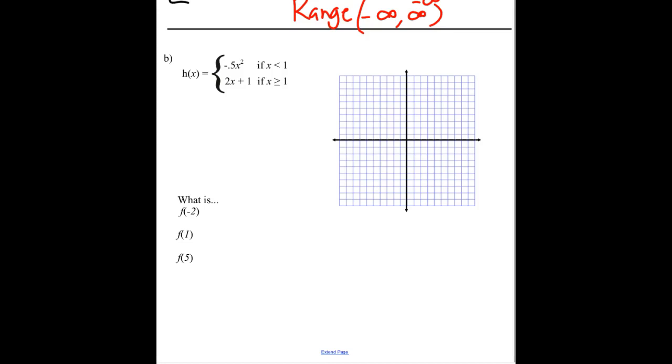Okay. Where does the break happen? At 1. So let's go ahead and do a dotted line at 1. Which side is that first equation going to be on? On the left side? All right, because that's where x's are less than 1. And the second one will be on the right side?